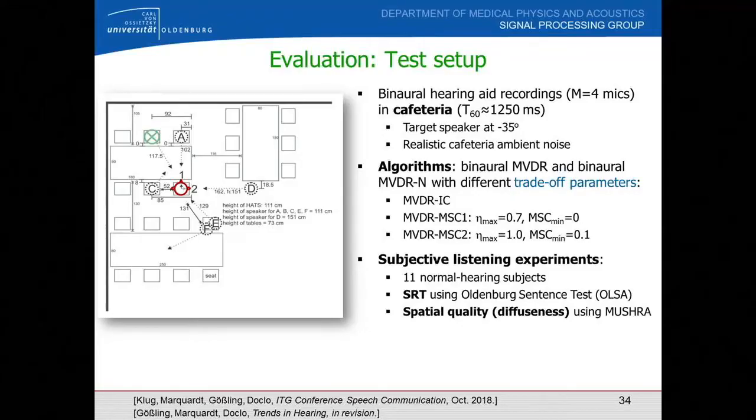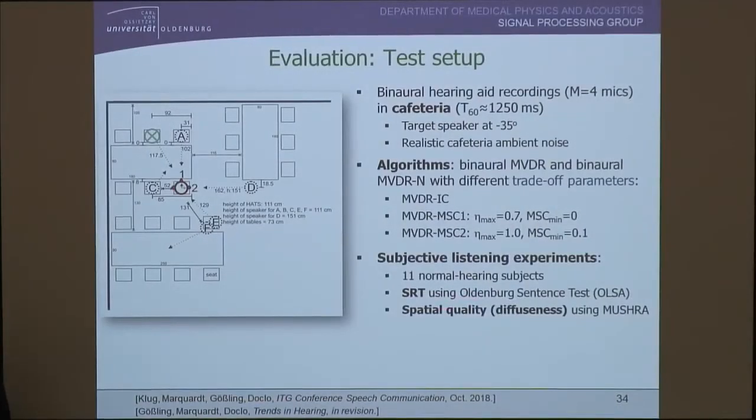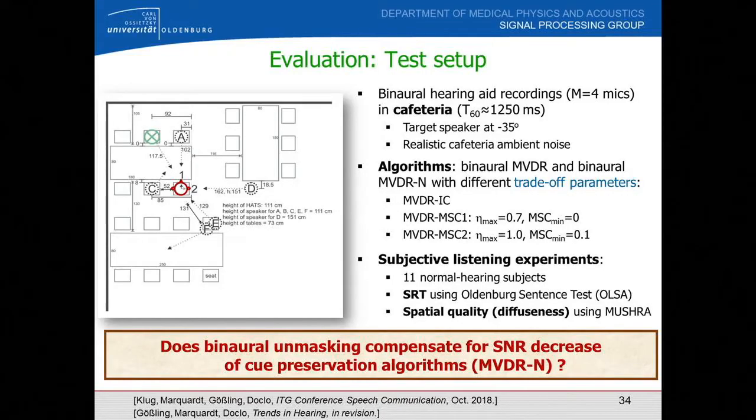11 normal hearing subjects, and we measured both spatial quality, so how much the output sounds like the input, I would almost say, using a MUSHRA-like paradigm, and speech intelligibility with a speech reception threshold in a matrix sentence test. In German, since we're German subjects, but I don't think the language is important here. The main question we wanted to ask is: technically we have an SNR decrease because we mix. You cannot actually change this. But does binaural masking of the human auditory system then still compensate for this technical SNR decrease?